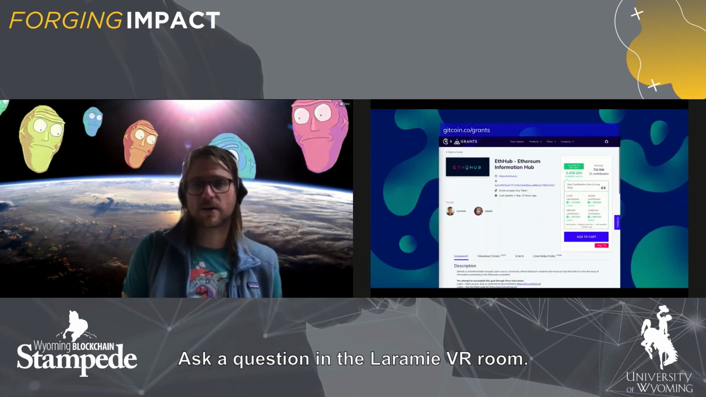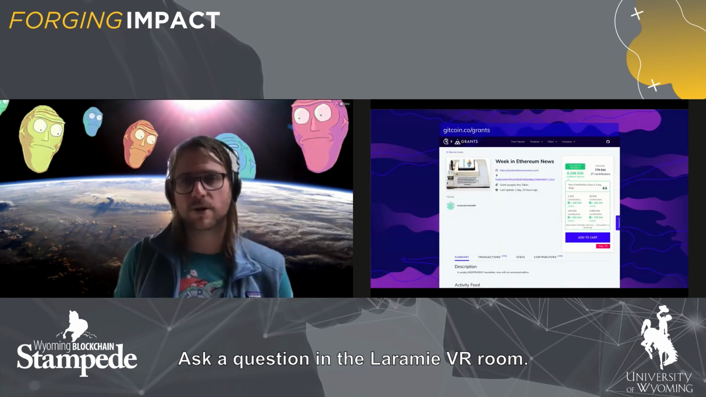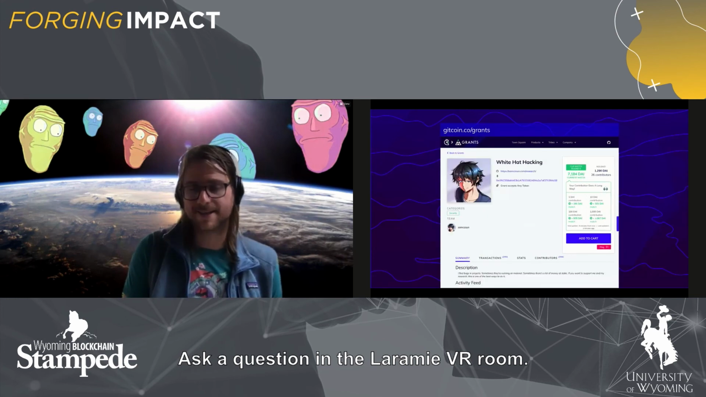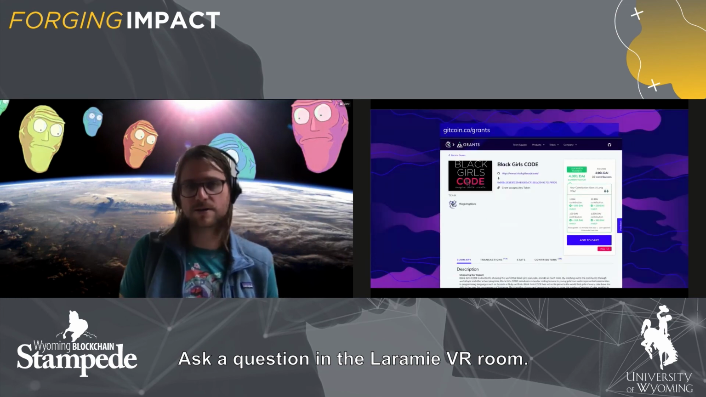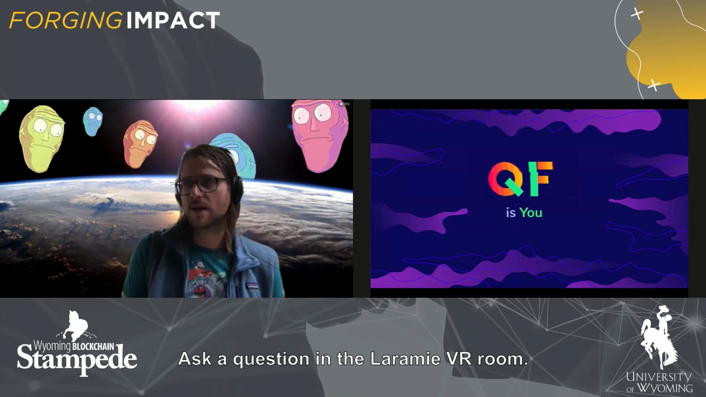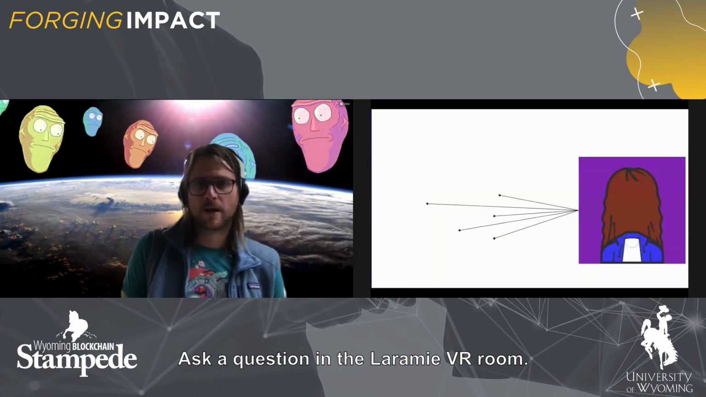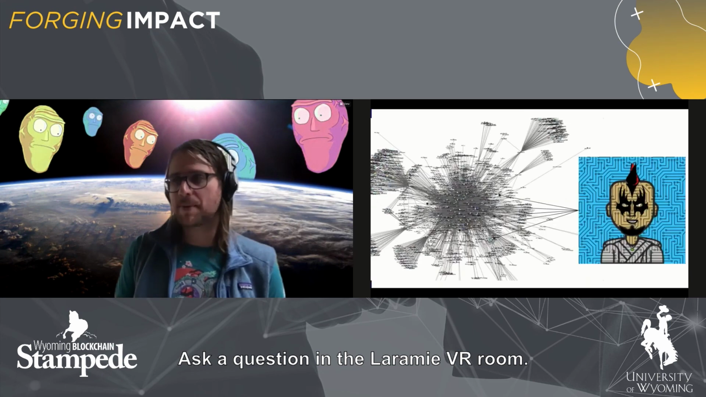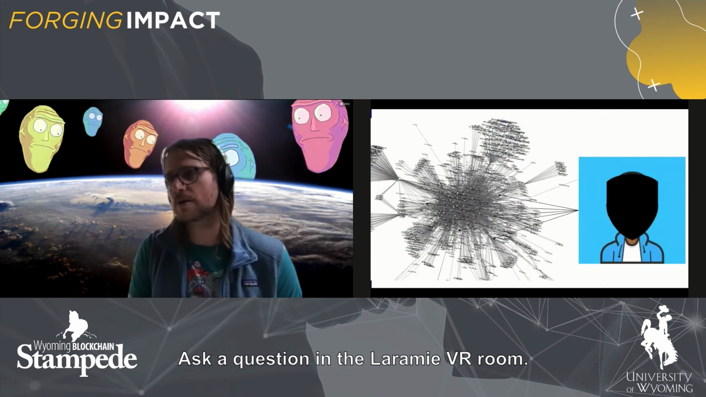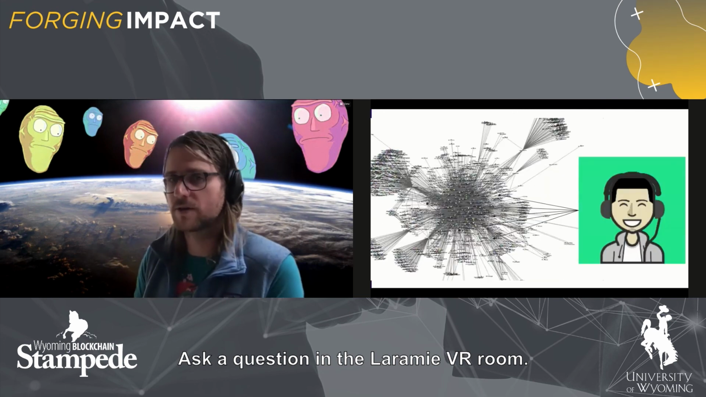And if you want to check out gitcoin.co/grants, you can play with quadratic funding today, fund some of the best projects in the Ethereum space. And we're going to be mapping the preferences of every single person who contributes to quadratic funding round 7.